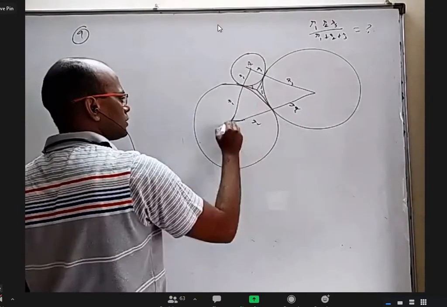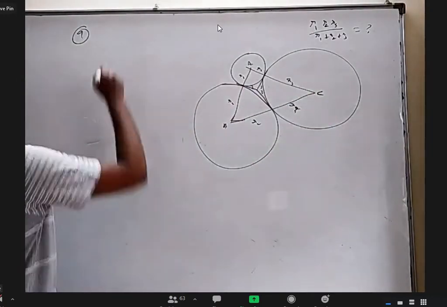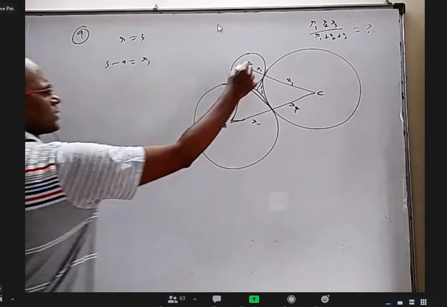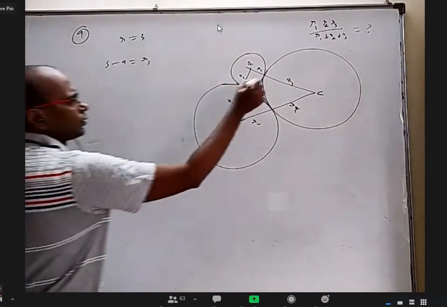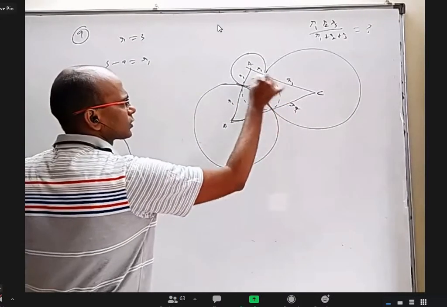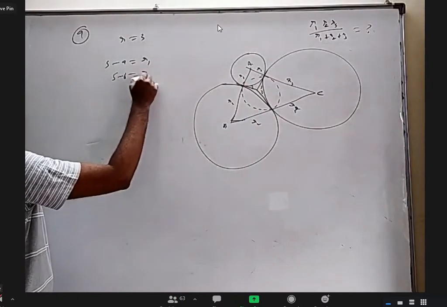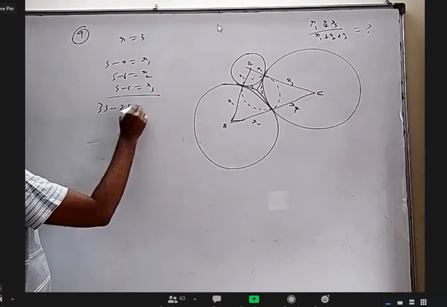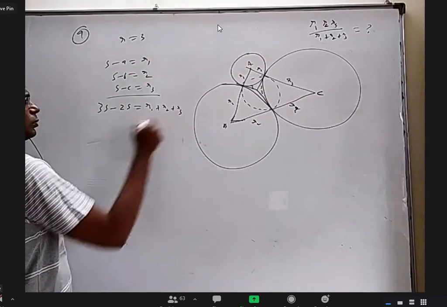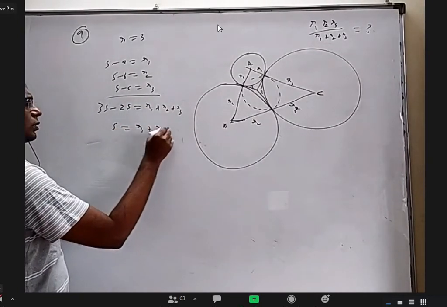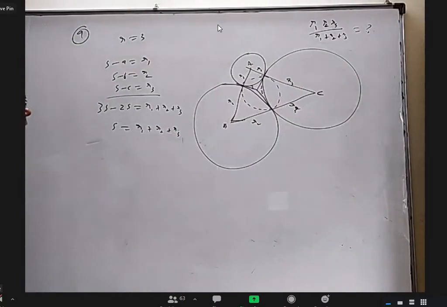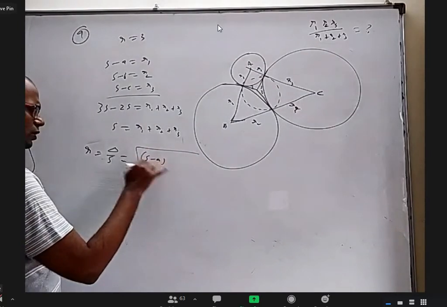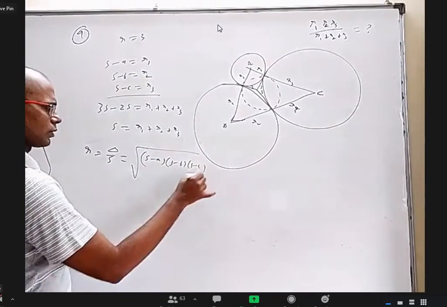We'll take this as A, this as B, this as C. They gave the tangent length is 3 for this circle. S minus A is R1, S minus B is R2 and S minus C is R3. When I add them, 3S minus 2S is R1 plus R2 plus R3. So S is R1 plus R2 plus R3. And small r equal to delta by S, which is root over S into S minus A into S minus B into S minus C by S.